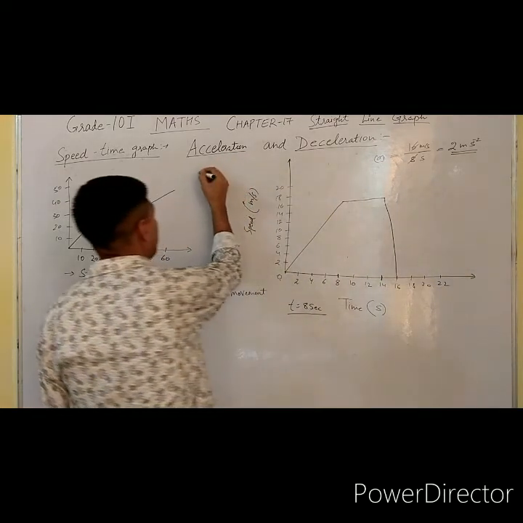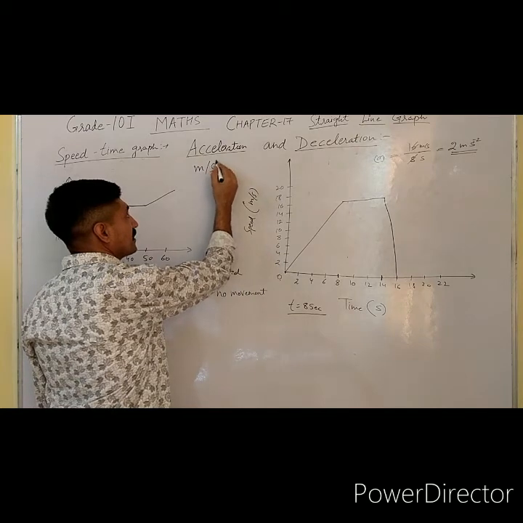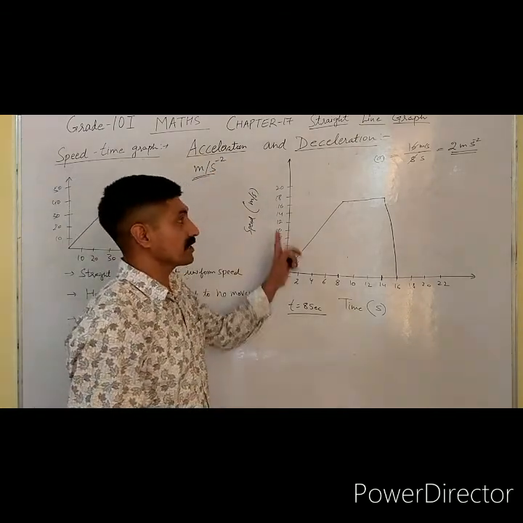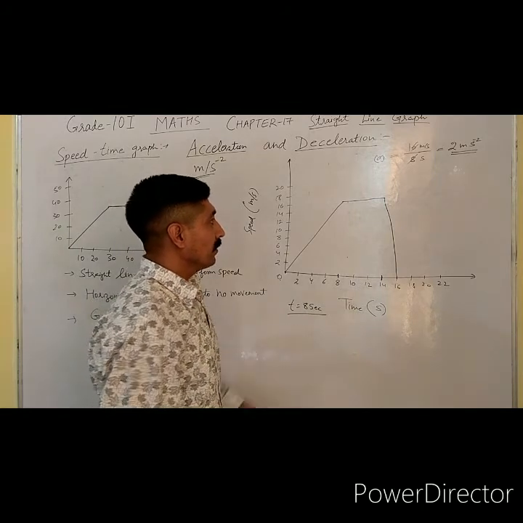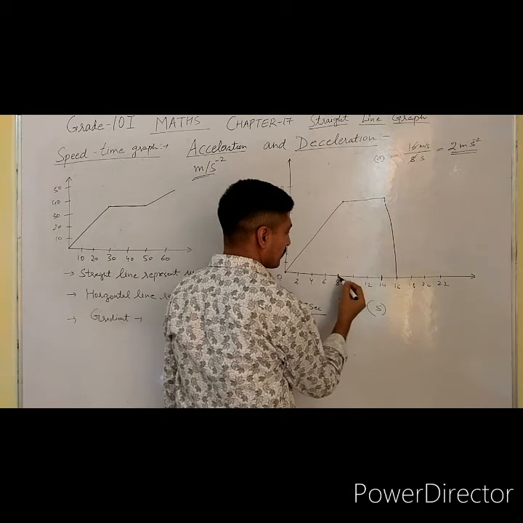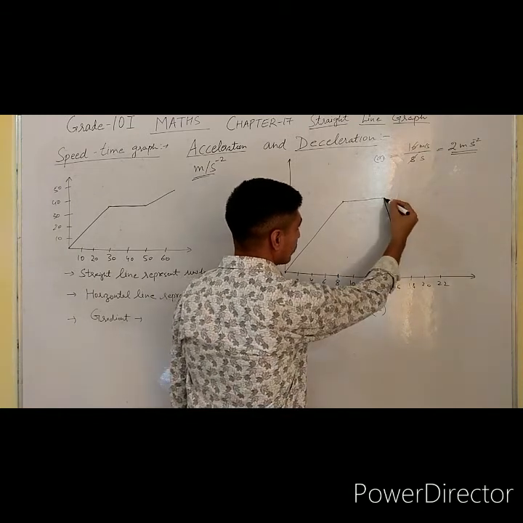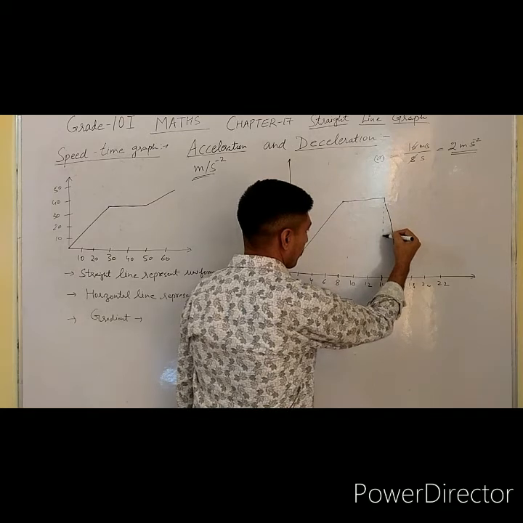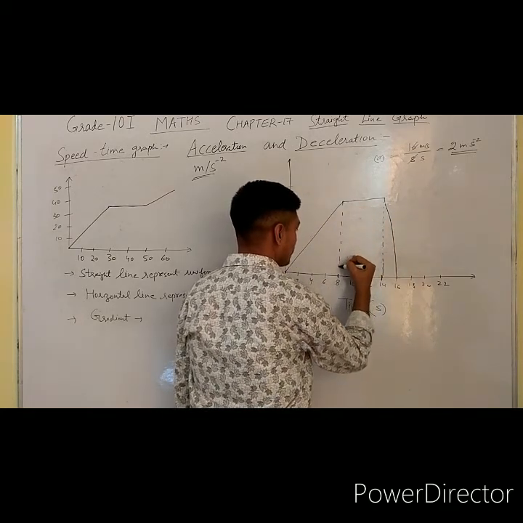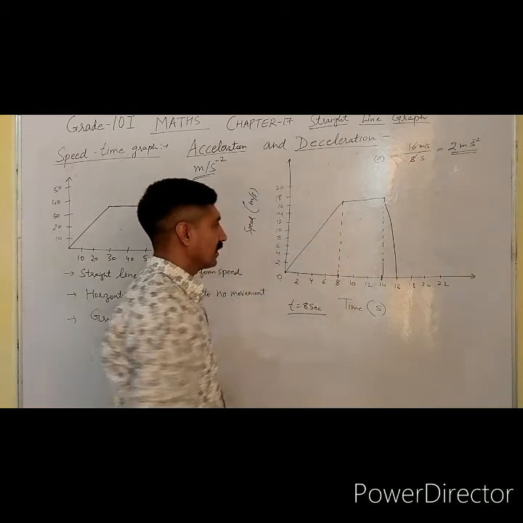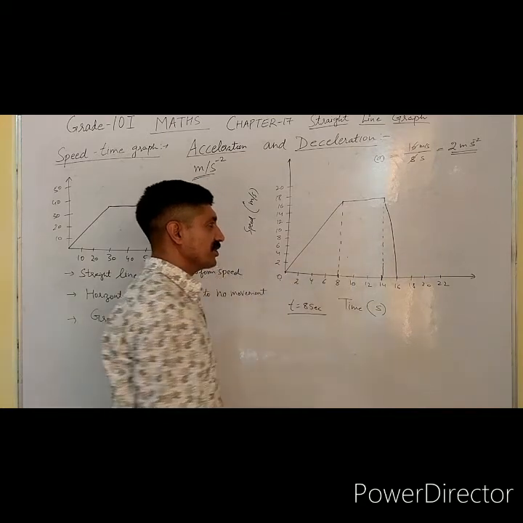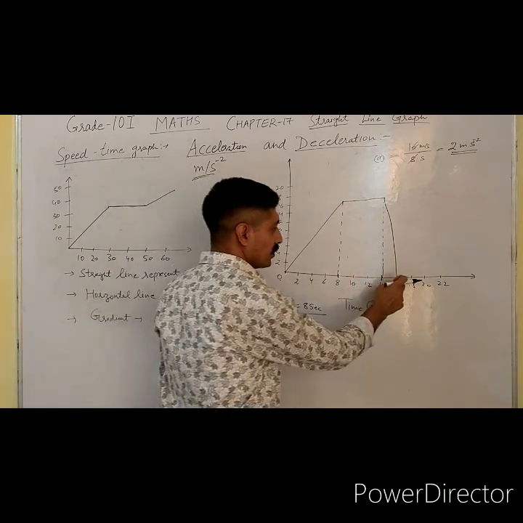Remember, the units of acceleration are meters per second square. So it is the rate of change of velocity. Now for the interval 8 to 14, up to 8 seconds we have this slope. So here there is no change.